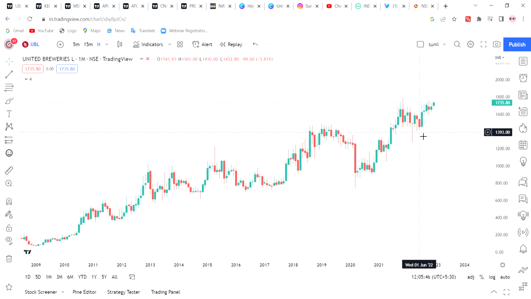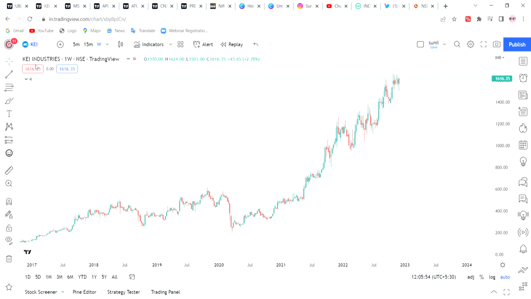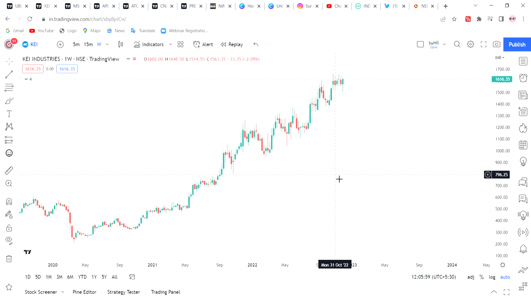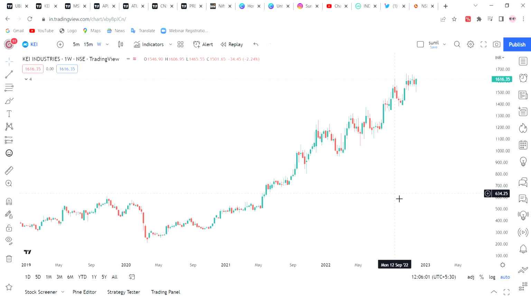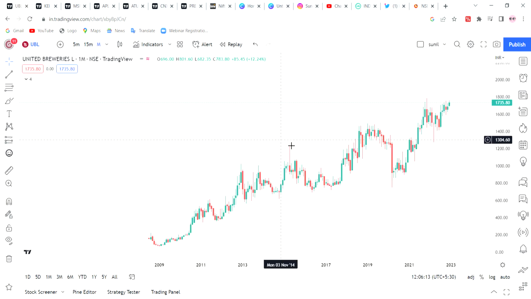Hello everyone, this is the chart of UBL and let's discuss two charts here. One is UBL and another chart is K Industries. Why I'm choosing these two stocks, I will tell you after the explanation, because I see some similarity in these two stocks in terms of price action in monthly and weekly time frames, and these two stocks are performing very well from the past few years.